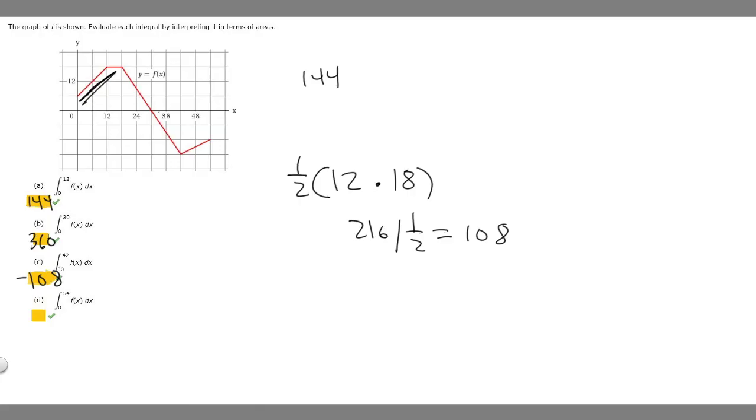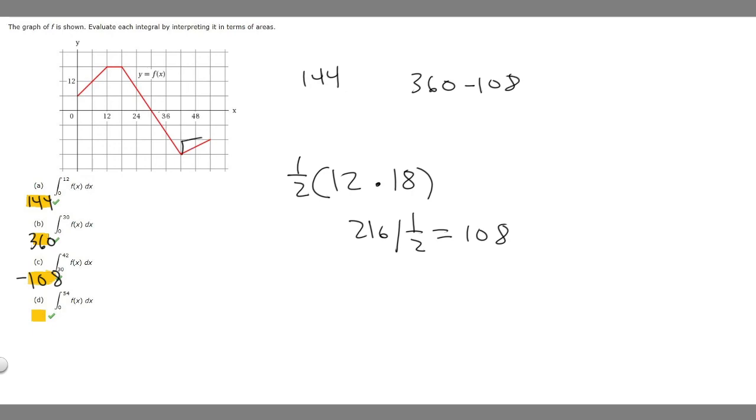Now let's do the last one, which is basically the whole area, this whole thing. We already know the area from 0 to 30, which is 360. And then we know the area of this, which is minus 108. So we're going to add all these together: 360, minus 108. Then we just have to find the area of this part right here.